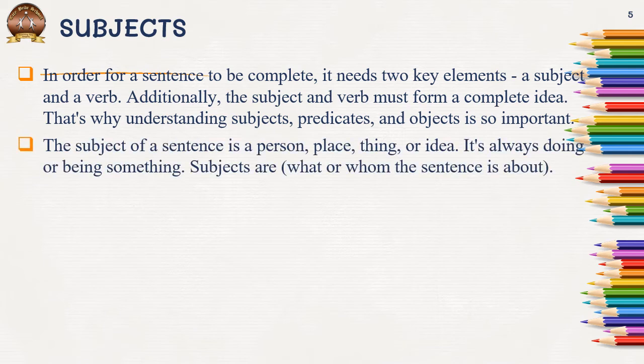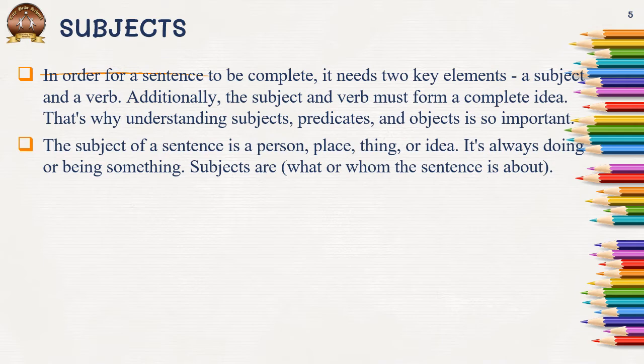So the subject of a sentence is a person, place, thing, or idea. It's always doing or being something. Like I told you, she's an intelligent girl. She's not doing anything, but she is being something. The subjects are what or whom the sentence is all about. Like "do it." It's all about you because you have to do it.